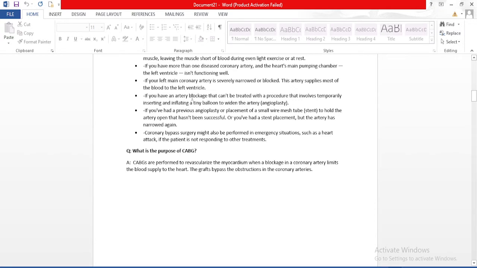Also, if you have any artery blockage that can't be treated with a procedure that involves temporarily inserting and inflating a tiny balloon to widen the artery, we usually call it angioplasty. Angio means vessel and plasty means repair, so it is the repair of a blood vessel.